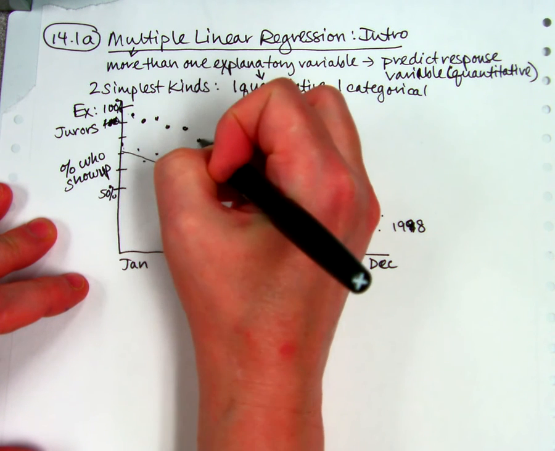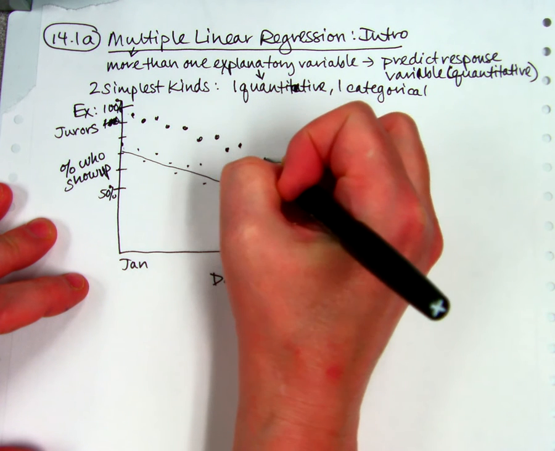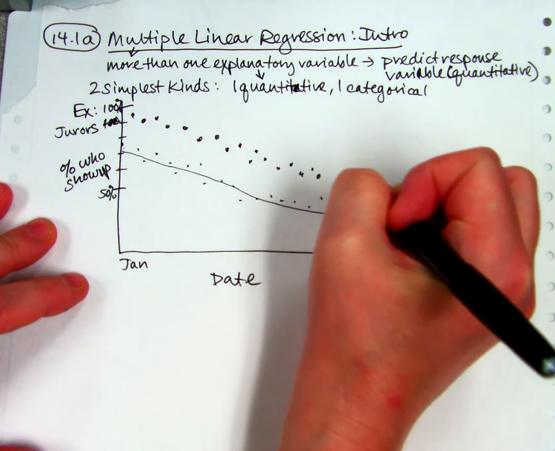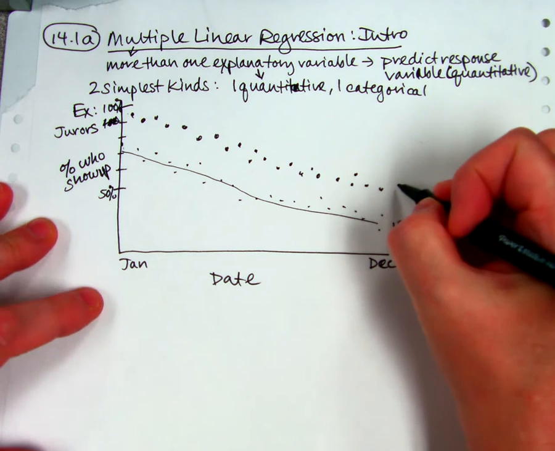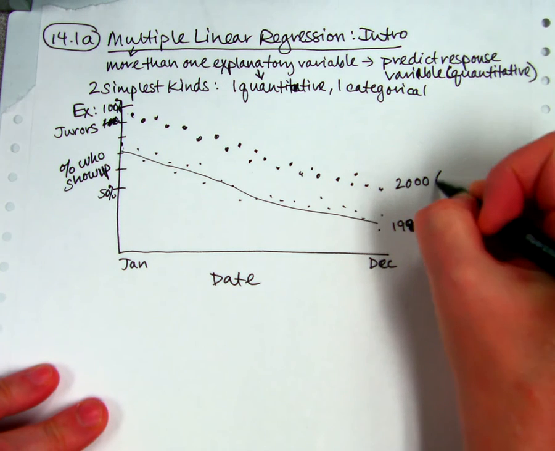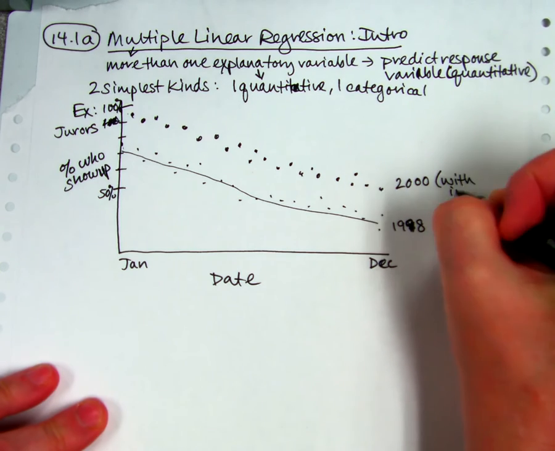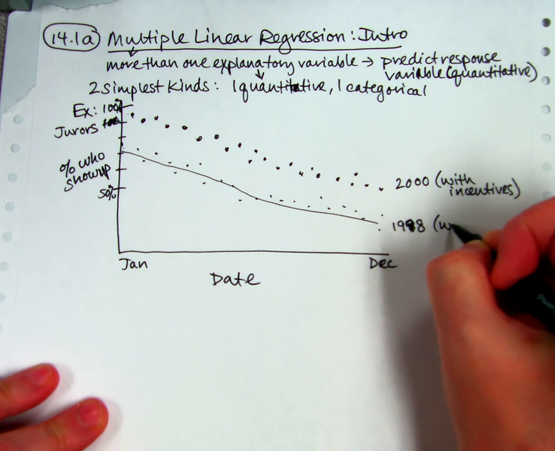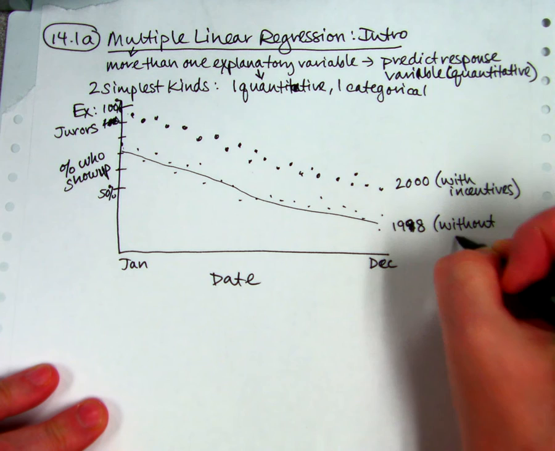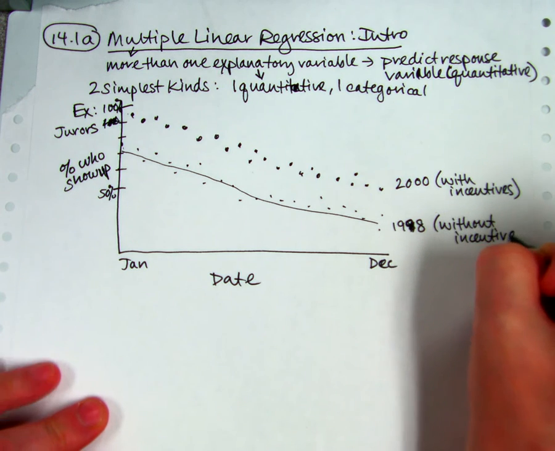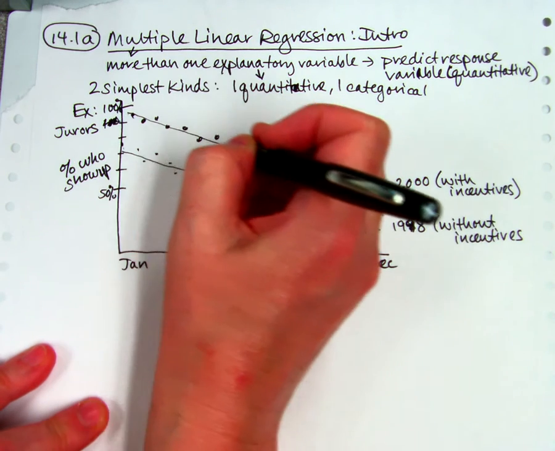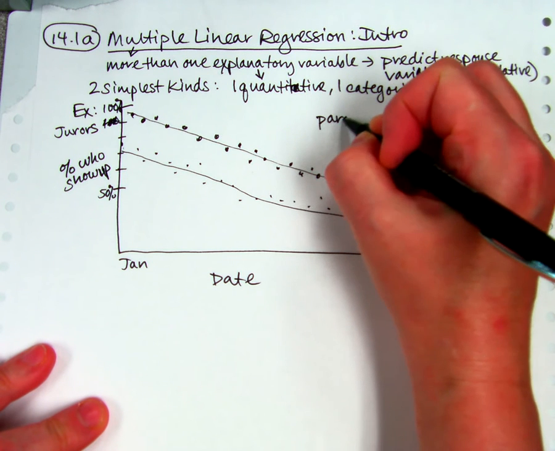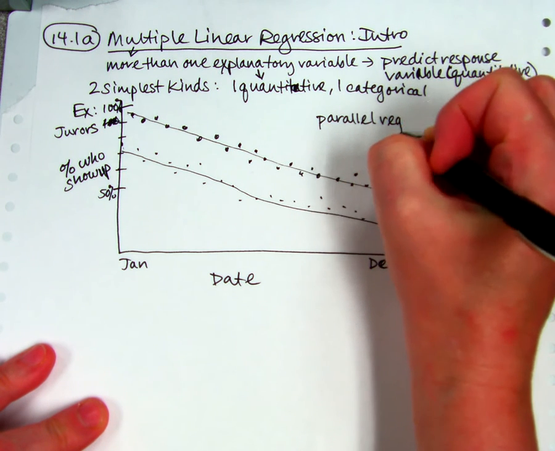I'm purposely making these dots bigger to represent that they are a different data set almost. It's the same basic idea. It still went down as the year went by, but it started higher. So this is the value for 2000 when they did the incentives, whatever those incentives were. And the 1998 was without incentives. So what we end up with is two lines that describe this data that are approximately parallel. Our first situation that we're going to work with today is parallel regression lines.